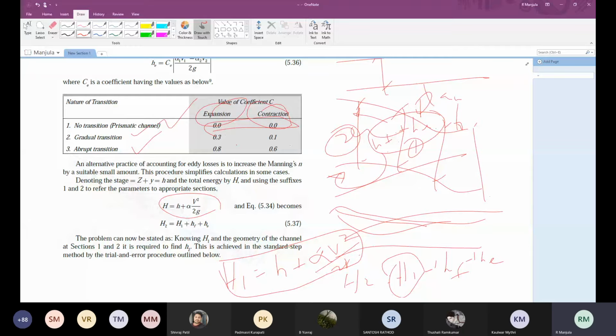Now, how can you solve the problem? The problem can be stated as: knowing your H1 and the geometry of the channel. Let me draw it again.